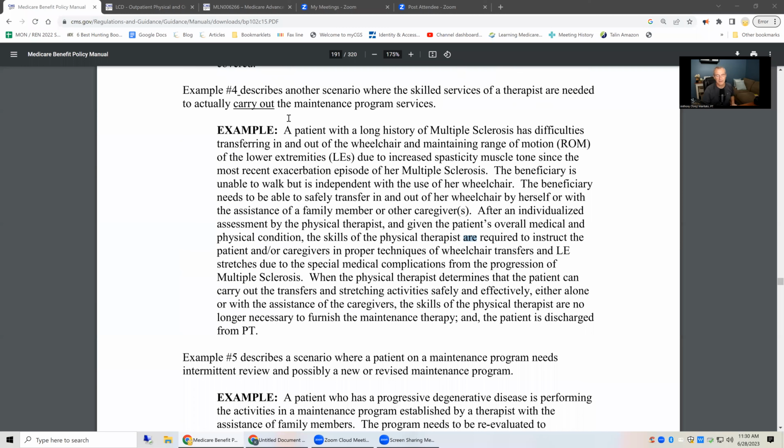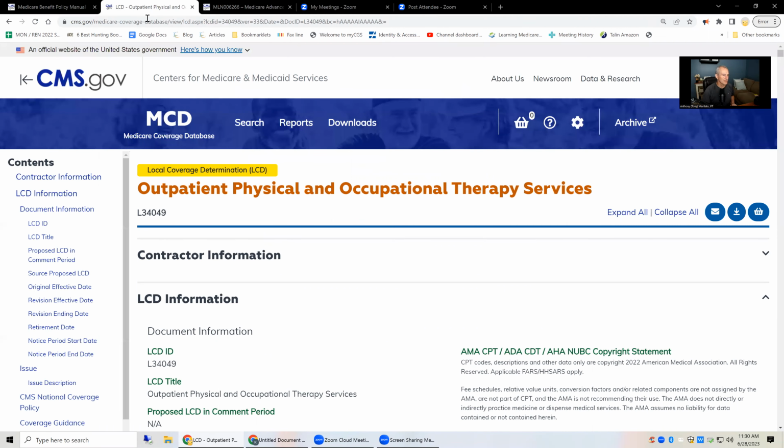Let's take a look at another document. Let's look at this right here, L34049. So this is outpatient physical and occupational therapy services. You can find this in the cms.gov database. I believe I'm going to do a Control F, CGS. Hang on. Why are you not showing up? There we go. CGS.